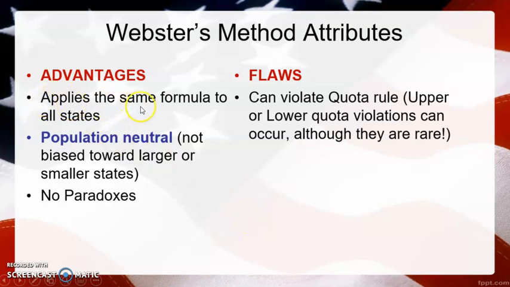So an advantage is it applies the same formula to all states. It's population neutral. So in other words, it's not biased toward large or smaller states, and it doesn't produce any paradoxes. However, it can violate the quota rule because both upper and lower quota violations can occur. However, they are very rare for Webster's method. So Webster's method is actually a pretty good method, but it turns out it's not the best method. There's actually one method that has fewer flaws than even Webster's.